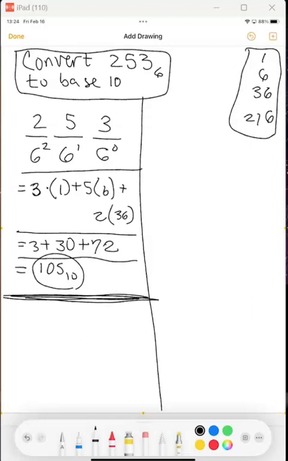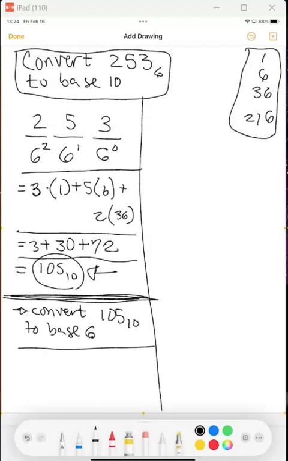Okay, a way of checking, and to get you practice going to another base, let's say I've started fresh, like I don't know anything above this line, and my prompt is convert 105 base 10 to base 6. And you're like, okay, well, I know what 105 base 10 is. It's not the same as 105 in base 6. So my goal is, well, what is it in base 6?